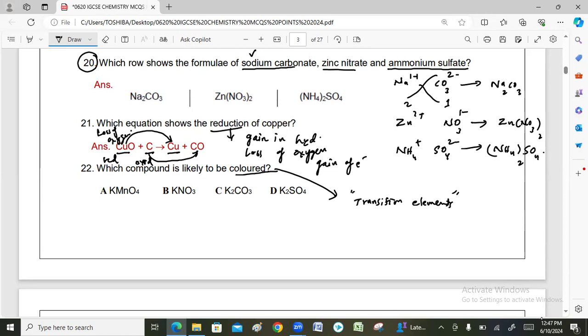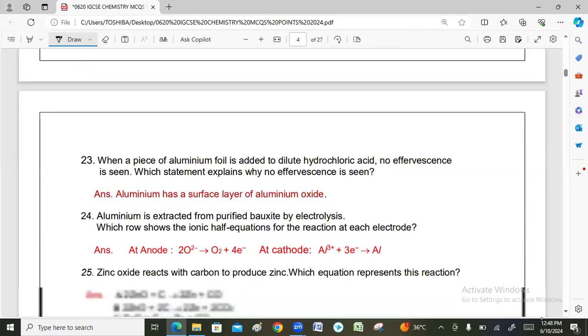So colored means KMnO4, KNO3, K2CO3, K2SO4. Now, if we look at the presence of transition element, the A option contains just one transition element, which is manganese. So KMnO4, potassium permanganate, or potassium manganate 7. That will give us the colored compound, and the color of KMnO4 is pink or purple. Pink or purple solution if we make the aqueous solution. The rest of the compounds are colorless. Their aqueous solutions are colorless.